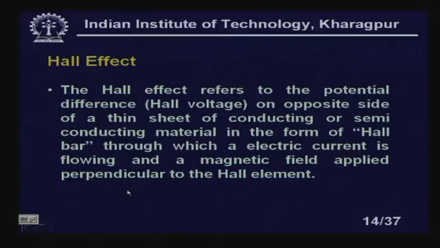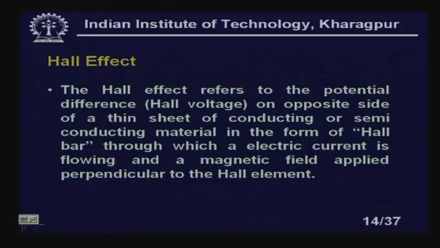Now, what is the Hall effect? Let us look at it. The Hall effect refers to the potential difference, which we are calling the Hall voltage, on opposite sides of a thin sheet of conducting or semiconducting material in the form of a Hall bar, through which electric current is flowing. A magnetic field is applied perpendicular to the Hall element.